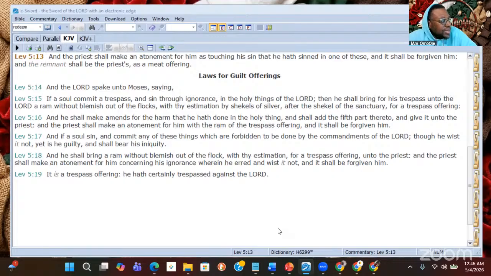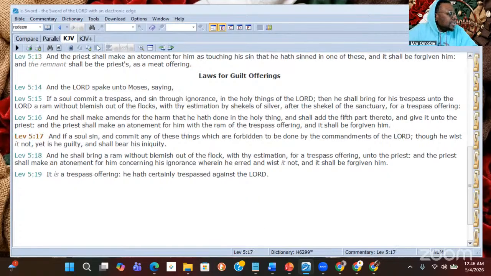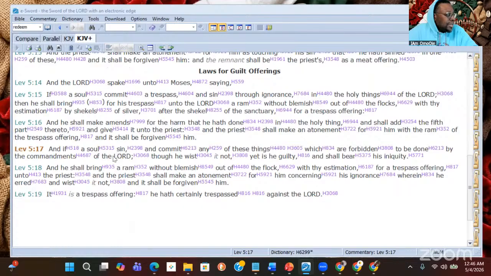And if a soul kata'ah and commit any of these things which are forbidden to be done by the commandments of Jehovah, though he wist it not, yet is he guilty and shall bear his iniquity. So, what is the difference between guilty and iniquity?